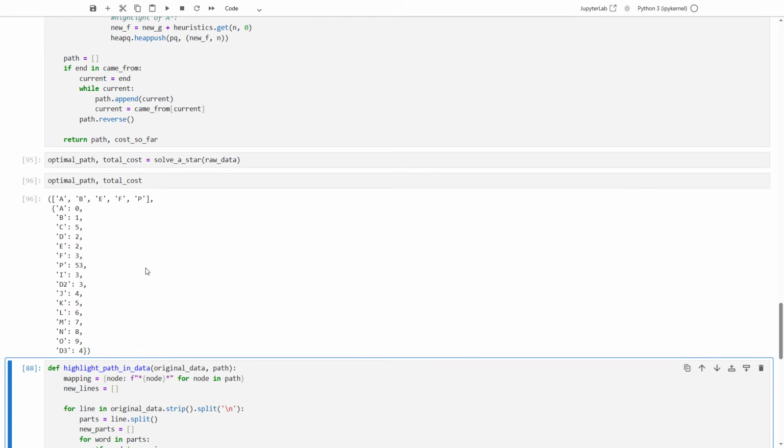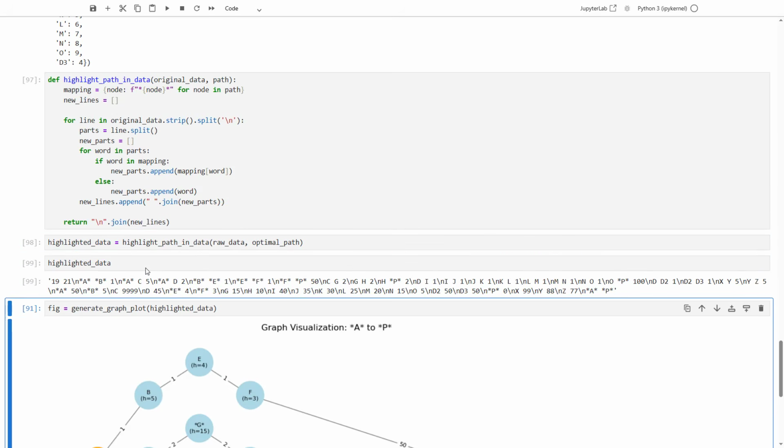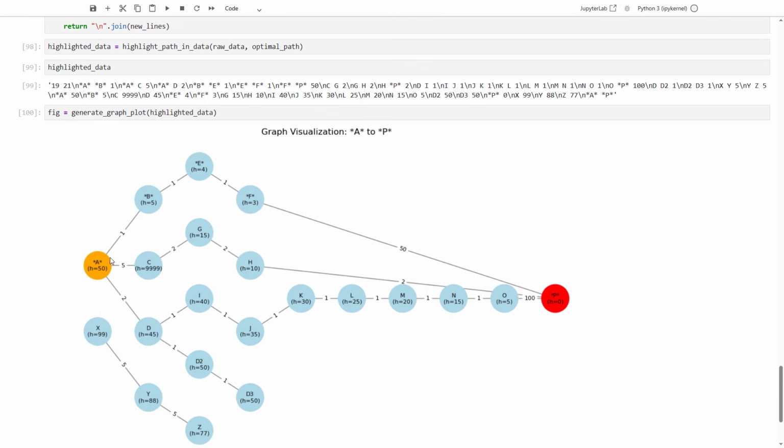Let's give it a try and highlight it. Yeah, A, B, E, F, P, because of the heuristics that we have put here. Our algorithm just said, okay, I saw a lot of 9s, I'm not happy, obviously something wrong with this road, although I like it because of the 5. It simply said, yes, going up to there.